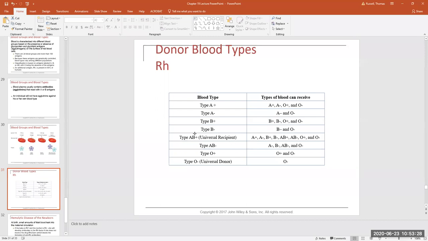Now, the only people that can receive AB positive blood are AB positive people. No other blood type can receive AB positive blood ever, right? So they are the universal recipient, but they can only give blood to themselves. The universal donor is O negative because all eight blood types can receive O negative, but O negative can only receive O negative. So the O negative people can give to everybody, but they can only receive from themselves. All right, so I need you to learn that.